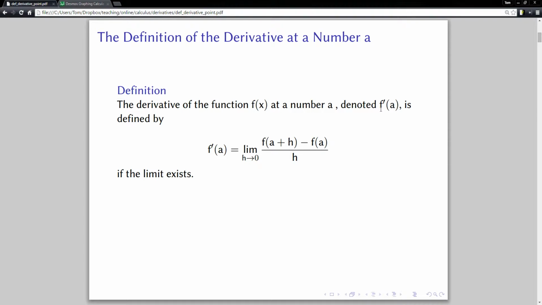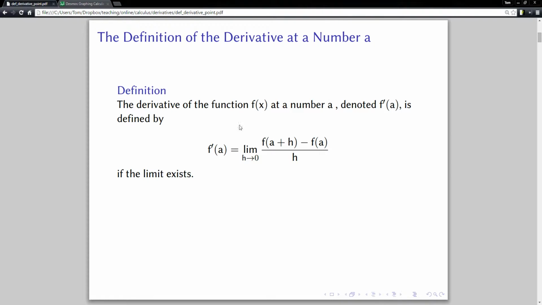So that lets you know that this function is related to some function f, but it's not exactly the same. The prime lets you know that it's something related to the function f. So f prime of a is defined by the derivative of f at a is the limit as h goes to 0 of f of a plus h minus f of a over h.